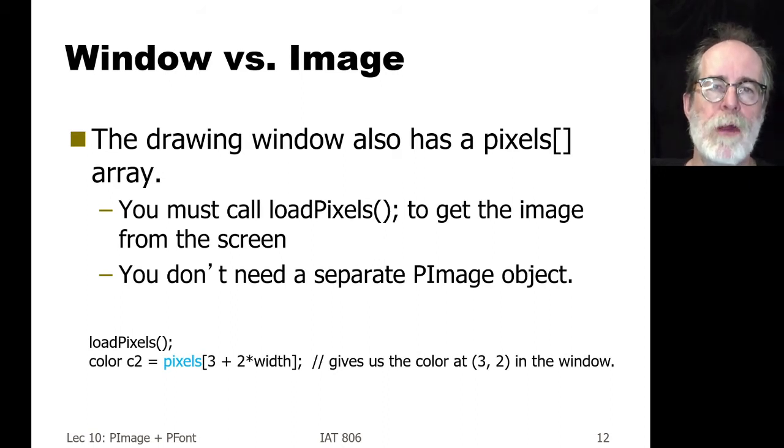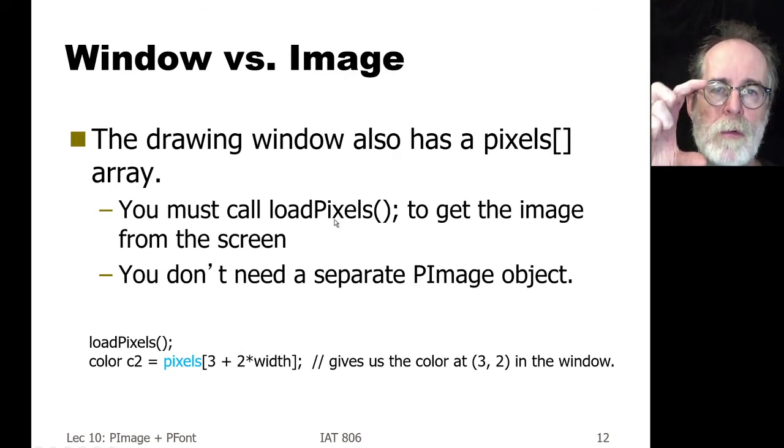So one of the things that you're probably aware of, of course, is that the window that you're drawing in is also an array of pixels. And in fact, it has a pixels array. But if you wanted to have your code access the current state of the drawing area, what its pixel values are at some particular moment, what you have to do is make a call to loadPixels. And what this does is it goes to the rectangular screen area that contains all the pixels of the current drawing area and loads them into this kind of magic pixels array that Processing has.